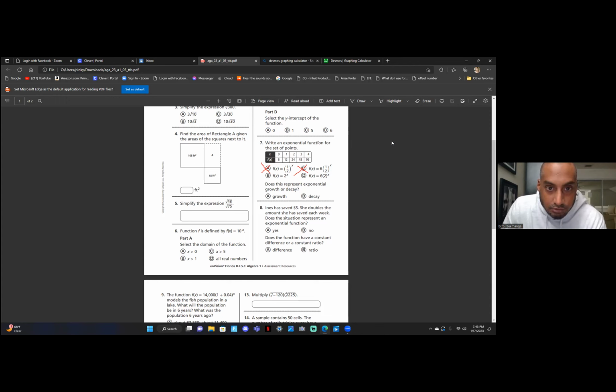Okay, so how are 0 and 6 related? How are 1 and 12 related? How are 2 and 24 related? How are 3 and 48 related? How are 4 and 96 related? They're going up by 6.